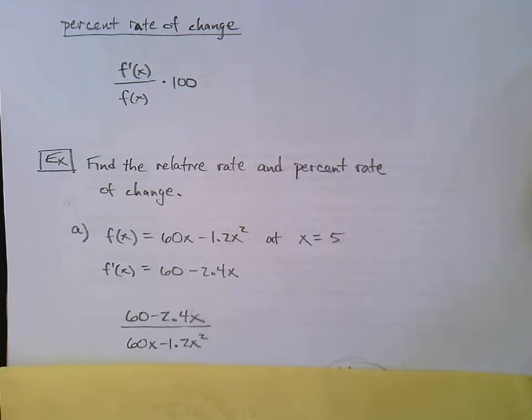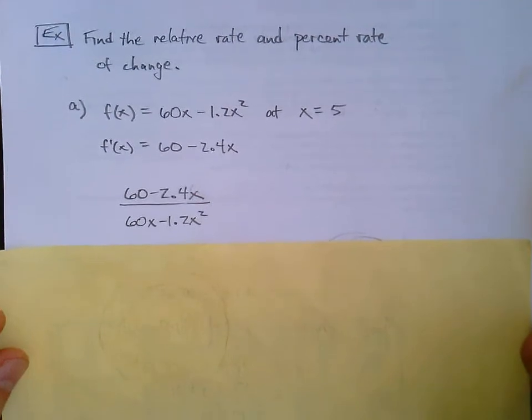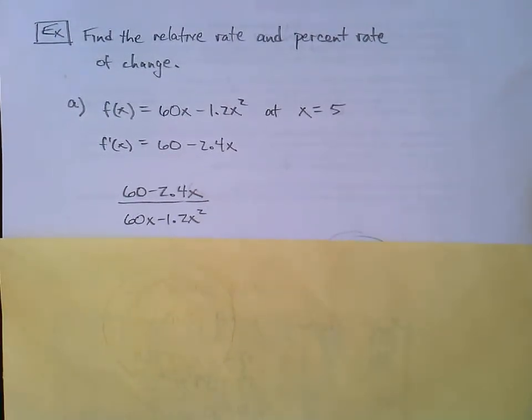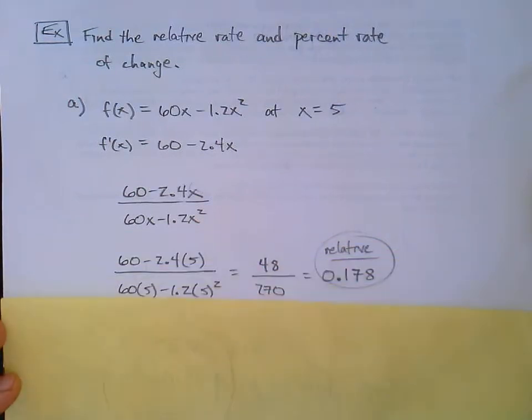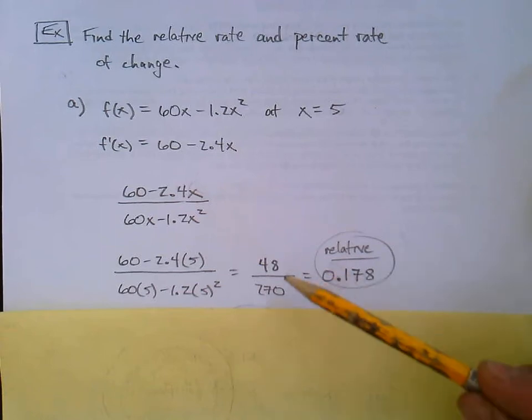For the relative rate of change, I'll take the derivative and divide it by the original function. There's our formula for the relative rate of change for this function. Then we want to do this at x equals 5, so let's plug in 5. We plug it into the numerator and the denominator, and we end up with 48 over 270.